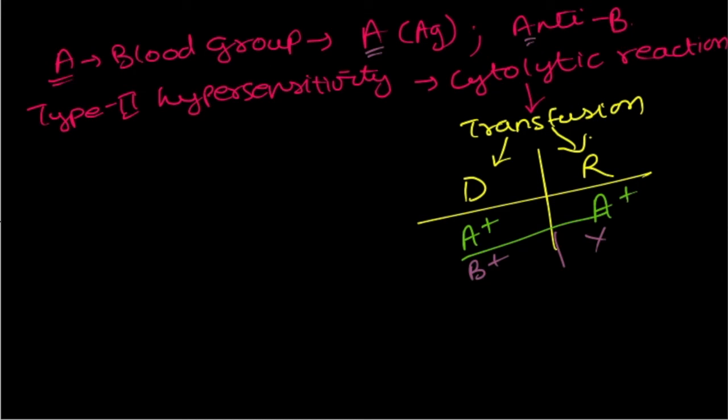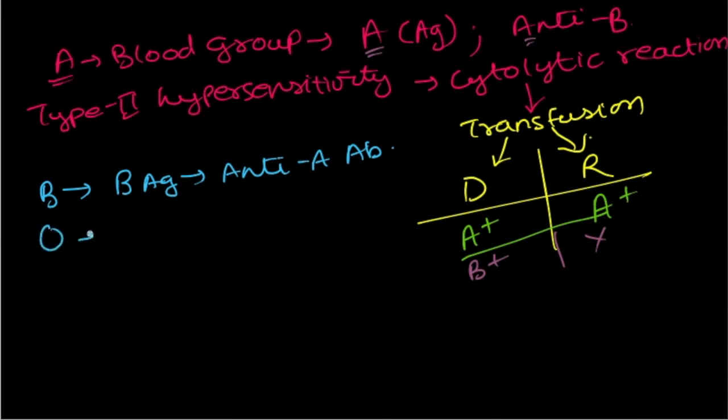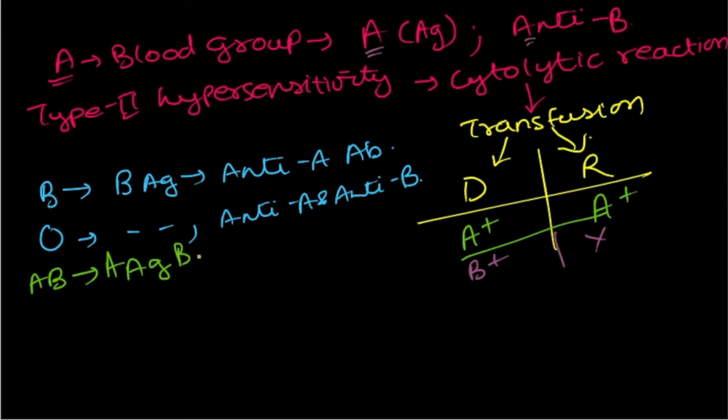Okay, so in a similar way, individuals with B blood group will have B antigen and will have anti-A antibodies, whereas in case of individuals with O blood group, they won't have A antigen or B antigen, but they will carry anti-A and anti-B type of antibodies, whereas in case of those individuals who are carrying AB blood group, they will have A antigen and B antigen, but they won't have any sort of antibodies.